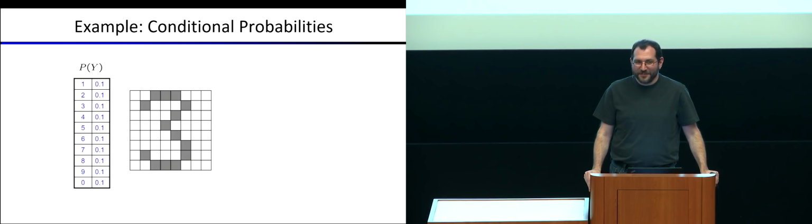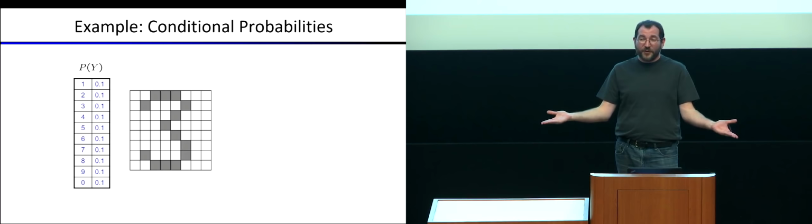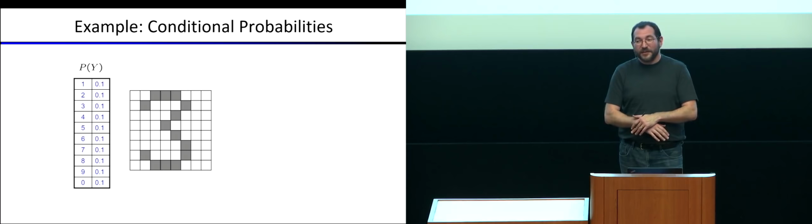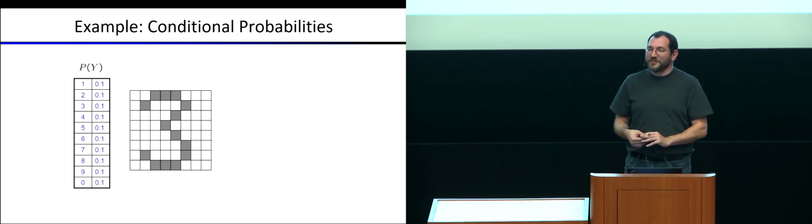So 0 might be common. Depends on the kind of data you're looking at. If you're looking at zip codes in California, what's the most common thing? It's 9. If you're looking at lots of round numbers, maybe it's 0. If you're looking at sort of general numbers, it turns out 1 is particularly common. You can think about why that might be.